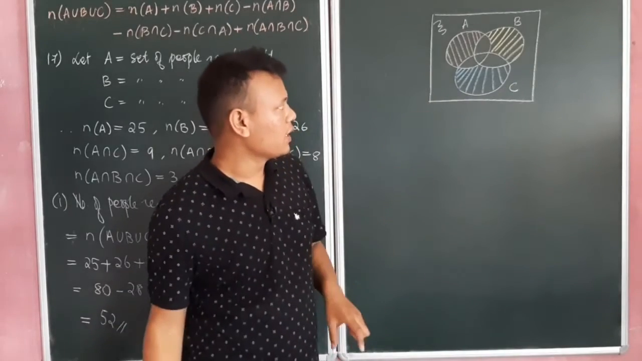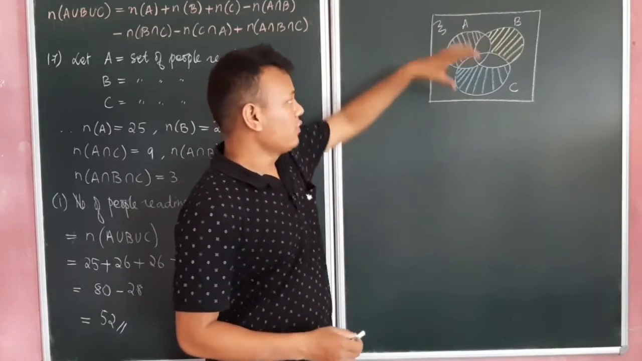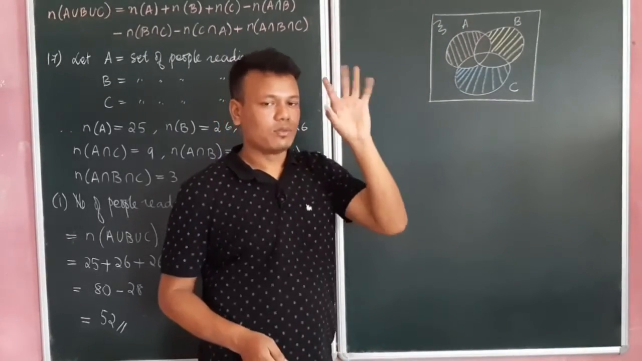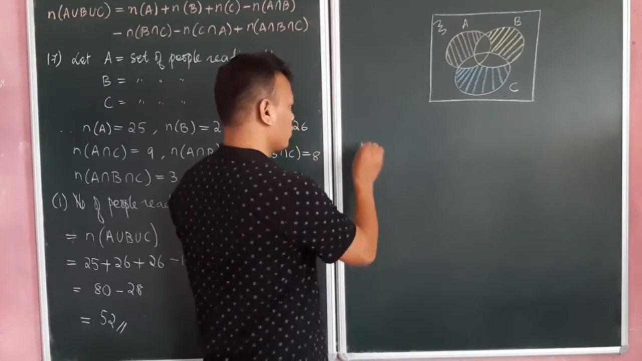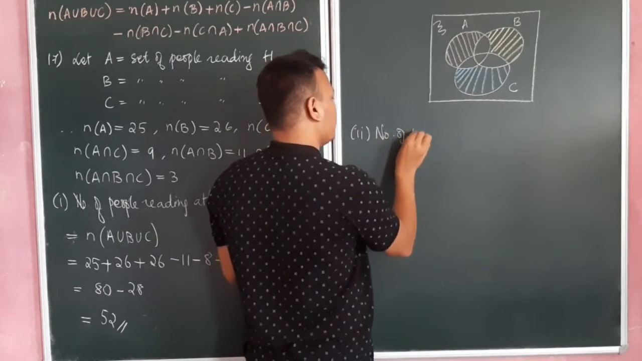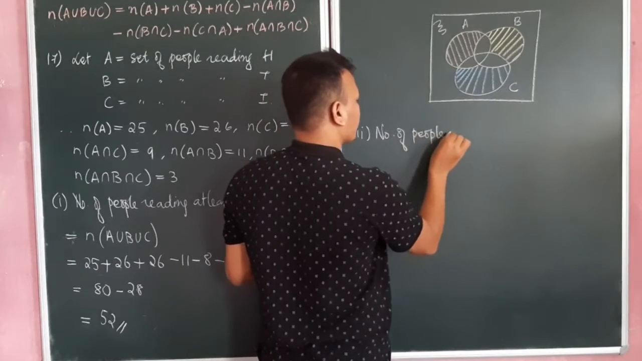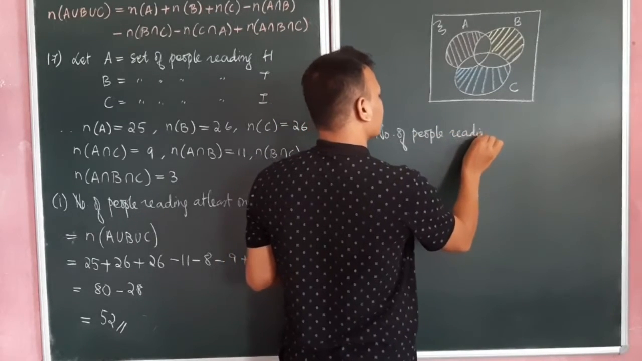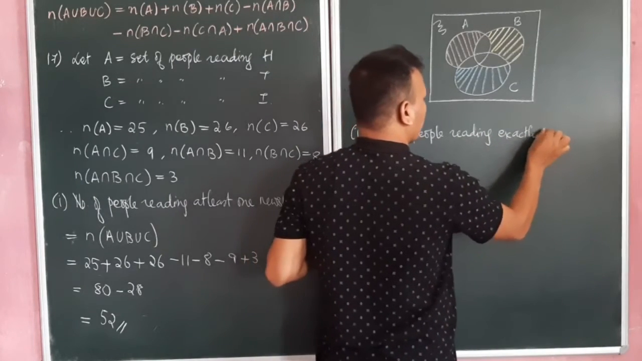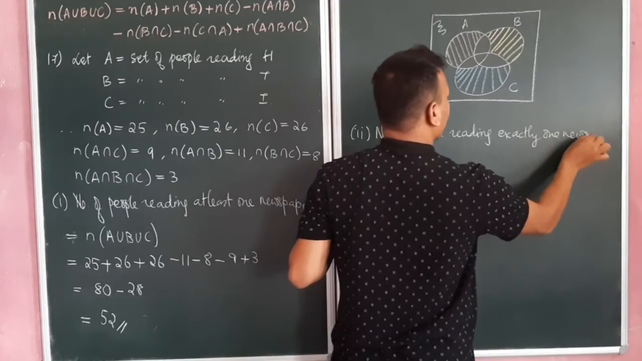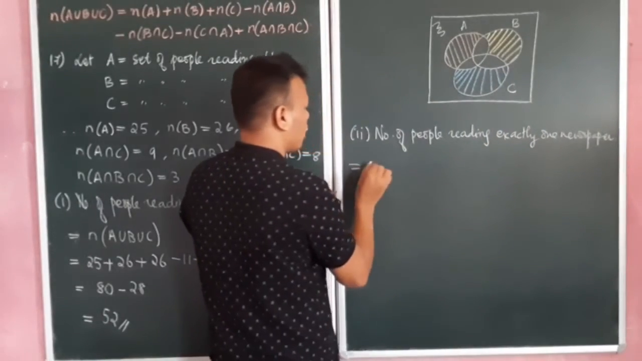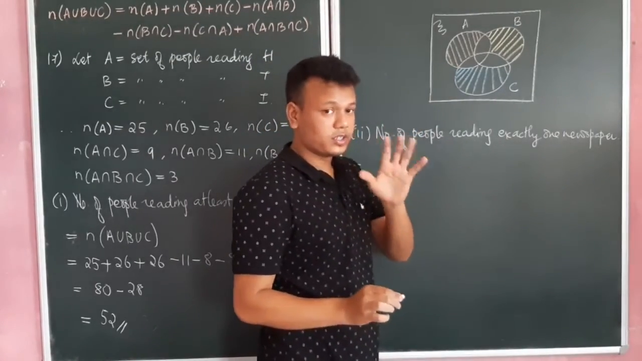If this is the case, then we need to find the number of people reading exactly one newspaper. So this is number 2: number of people reading exactly one newspaper. How to get my answer? Let's pay attention out here.